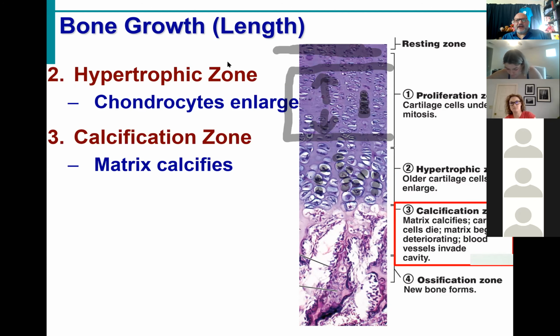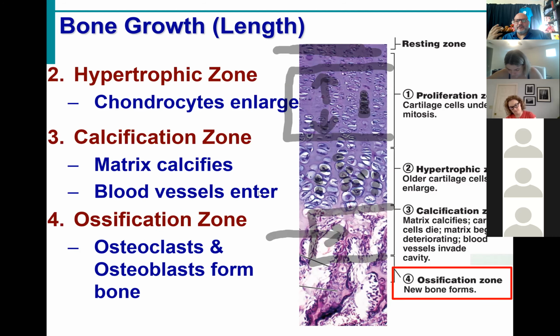And when they die, what they leave behind is just a hardened calcified matrix where our blood vessels can now grow in, bringing new cells, bringing new chemical signals, and allowing us to break down that matrix with osteoclasts and replace that matrix with bone using osteoblasts.